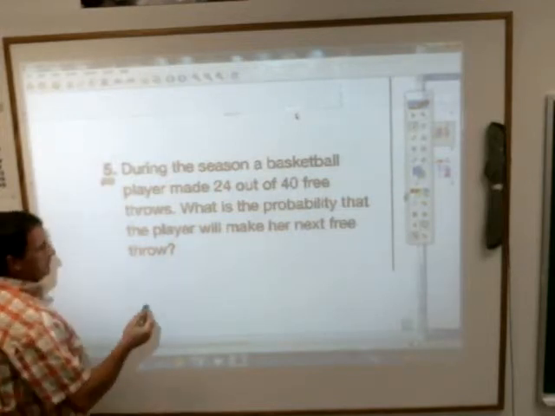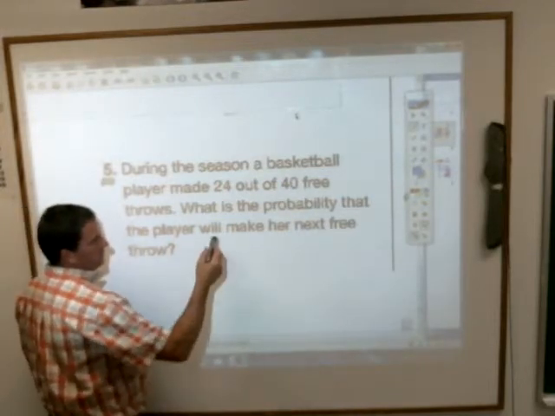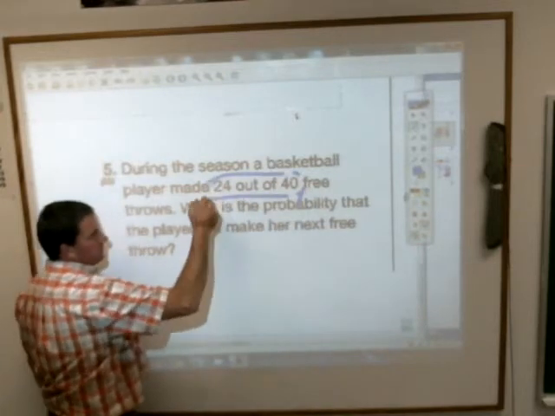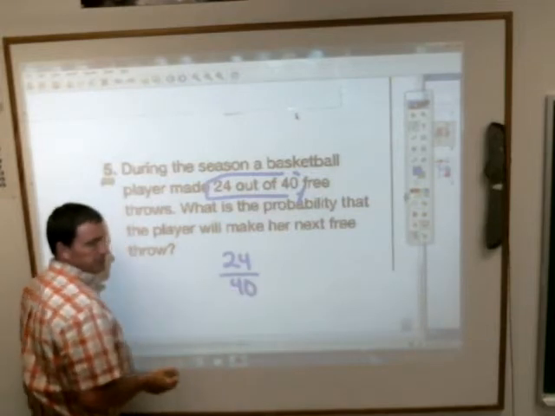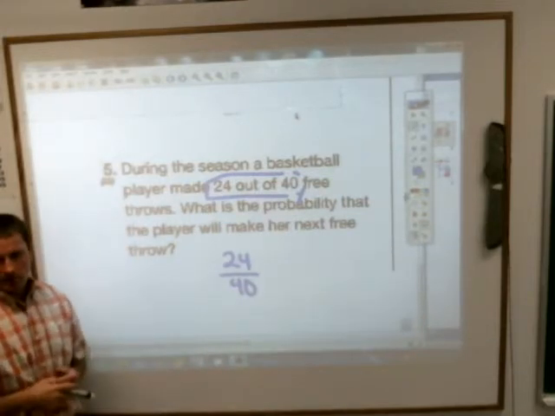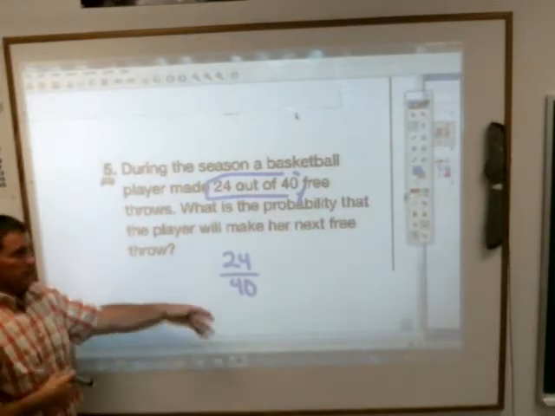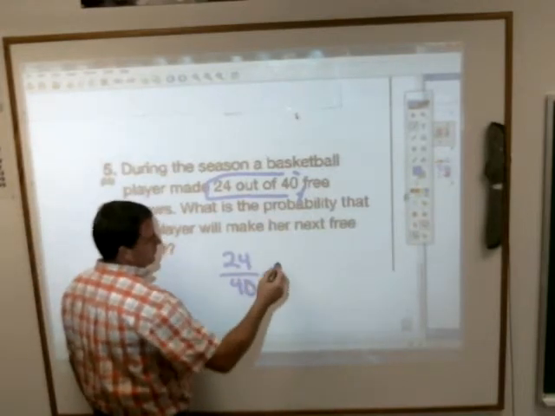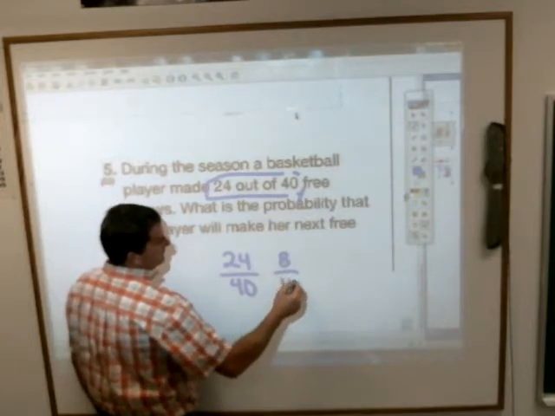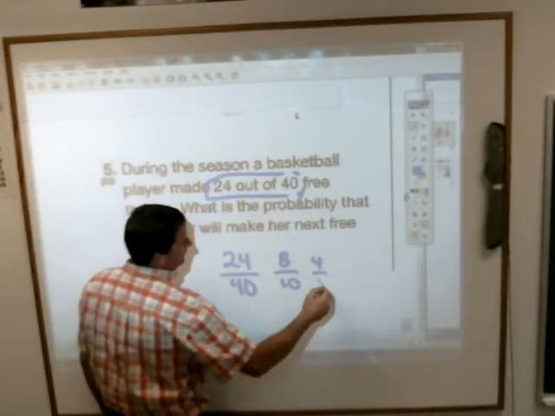Number 5, people, don't overthink it. Probability is just how many out of the total. This right here is your probability. It's just 24 out of 40. That is your probability right there. The probability you're going to make the next basket is 24 out of 40, which reduces down to whatever it is. What, 4 goes into there, 8 over 10, 4 over 5.